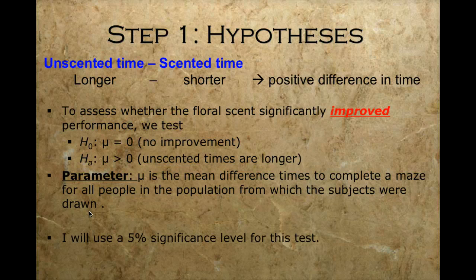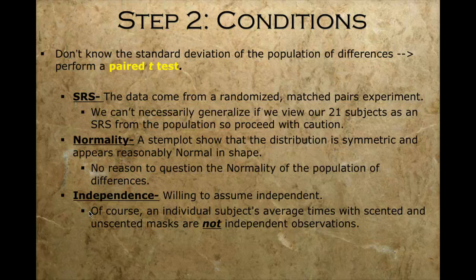Now, I also note at this point that I'm going to use a 5% significance test. Now, to check my conditions, I need to check SRS, normality, and independence. I'm also going to identify that I'm doing a paired t-test for means now. Now, the data comes from a randomized matched pairs experiment. The randomization is good. However, I can't necessarily say it's an SRS. So you'll notice here I identify proceed with caution.